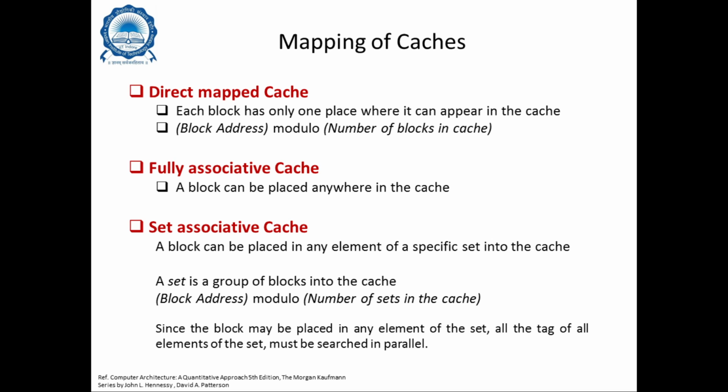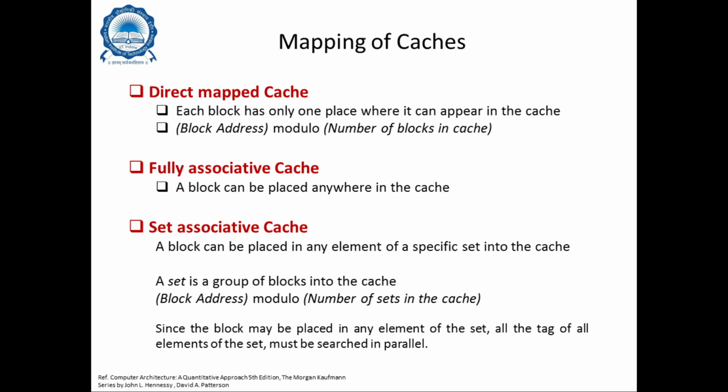Any element of a specific set means we have to determine the set where it can be mapped. The set is a group of blocks. It contains a number of elements where the block of RAM can be placed. It is given by block address modulo the number of sets in the cache. So how many sets do you have in the cache? Basically, that's how it's mapped.